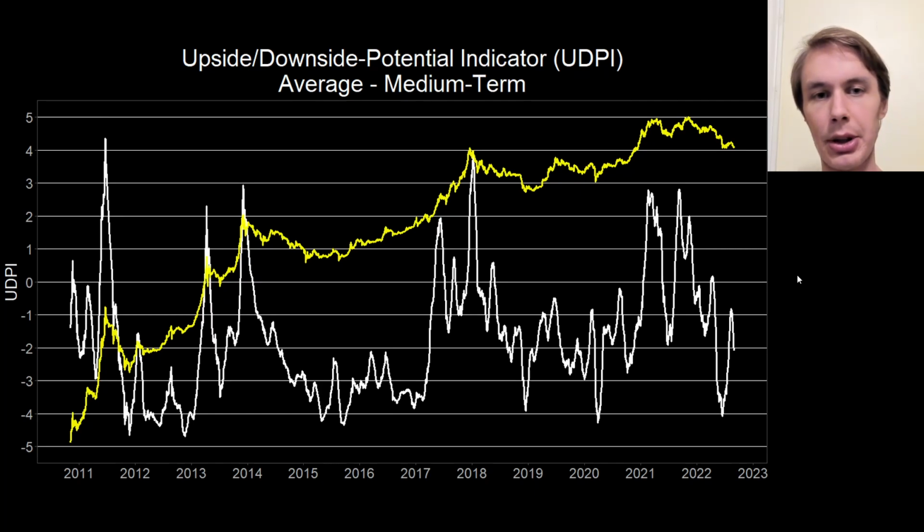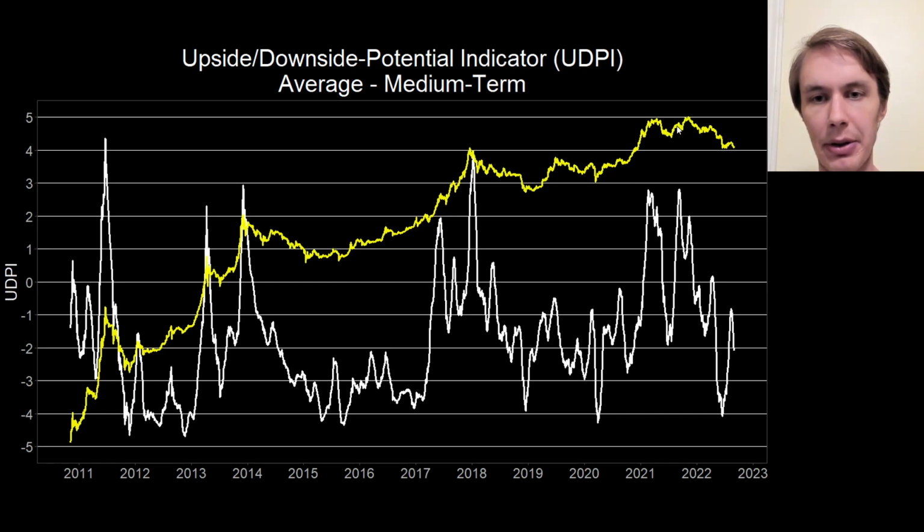So we have the medium-term UDPI that cares about moves that play out over weeks, so a little bit shorter in its time horizon. And we see a kind of similar pattern. But interestingly, if we look at what happened over here versus here, you'll notice that the medium-term UDPI actually got to the same level of risk in the fall of 21 as it did back in the spring of 21. And again, just acting as that canary in the coal mine, saying, hey, the market's getting really overextended right now, be careful.